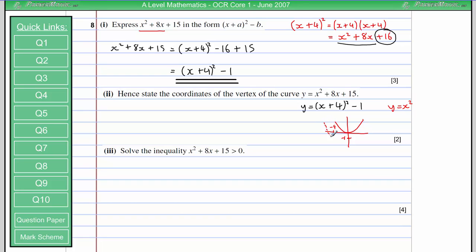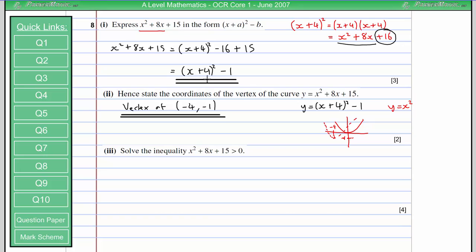So my new curve is going to have its turning point that's related to these two here. So I could just write this down without actually doing any working out and say the coordinates of the vertex are minus 4, minus 1.